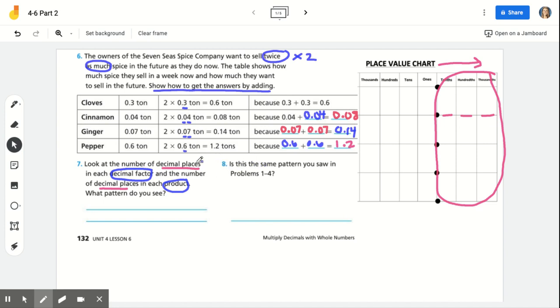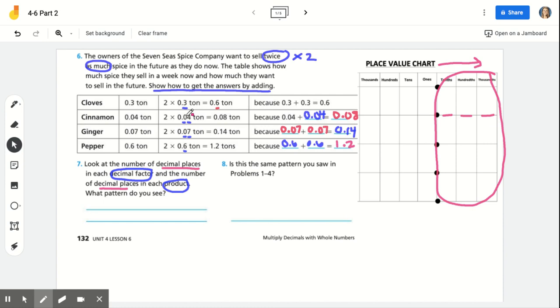All right, and then it says, and the number of decimal places in each product. So let's look at the product here. Our product is our answer to our multiplication problems. So 2 times 3/10 is equal to 6/10 ton. How many decimal places are there in the number 6/10? 1. So let's underline it. This digit 6 is in the tenths place.